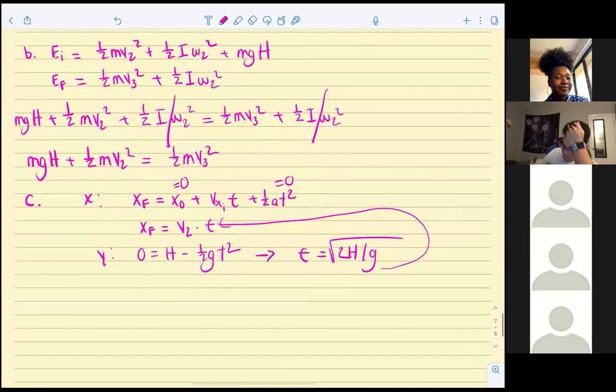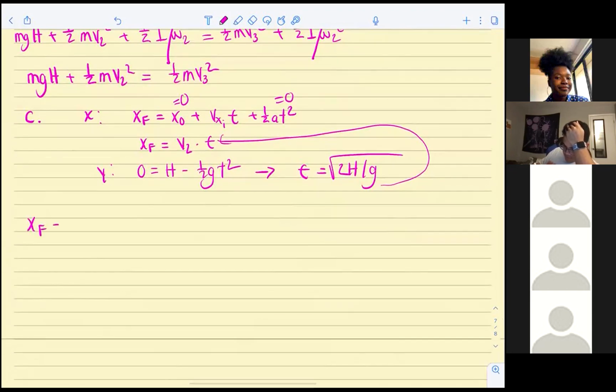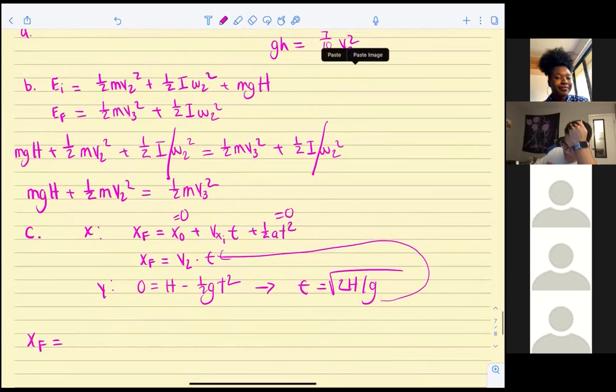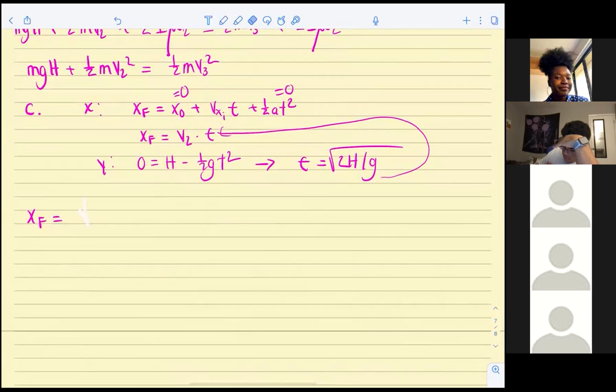Plug that into there. So X final is going to be this V here, which, let's just solve for V2, is the square root of 10 g H over 7, times the square root of 2h over g. And there you go. Sorry, this is little h and this is big H.